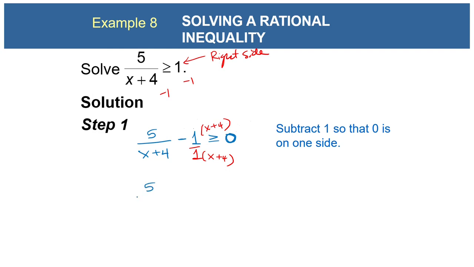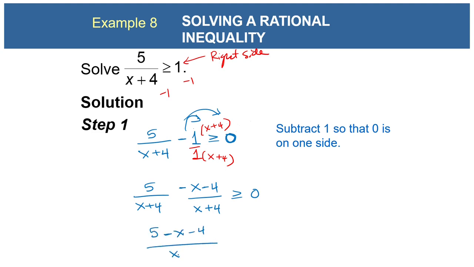This gives me 5 over x plus 4 minus x minus 4 over x plus 4. Now, I got the negative because of distribution here with the negative 1. This simplifies as 5 minus x minus 4 over x plus 4 since they have common denominators. Let's collect like terms. 5 minus 4 gives me 1. So this is 1 minus x over x plus 4 is greater than or equal to 0.